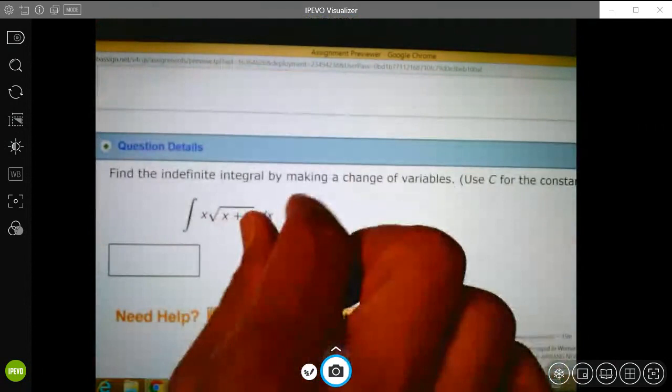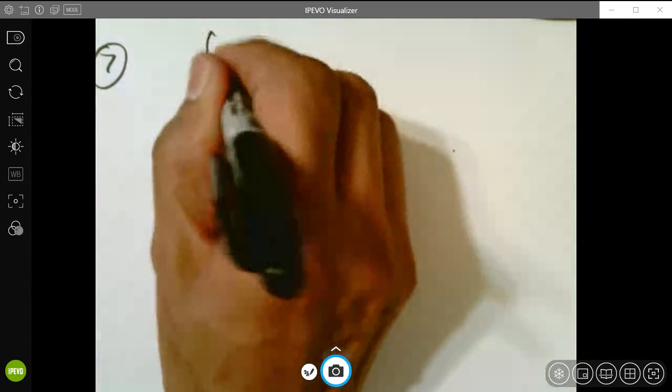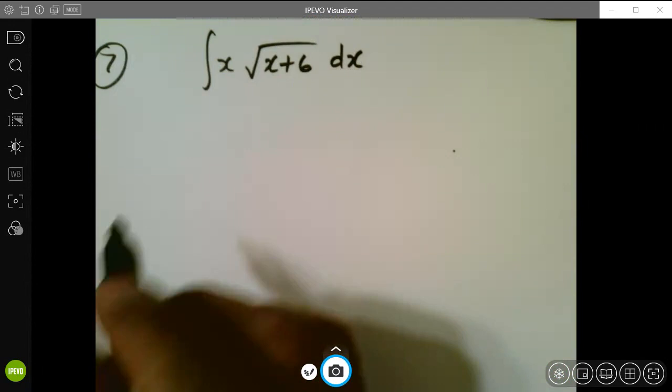Okay, anyway, the method mentioned here is substitution. Number 8 is a little bit tricky, but we use substitution. You cannot really just use substitution here, but substitution plus something, with x plus 6. This is what you have to do: you let u be x plus 6.